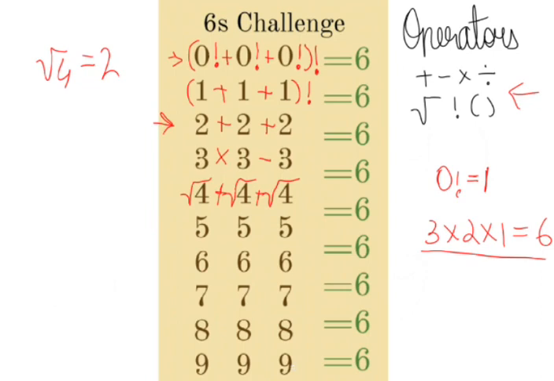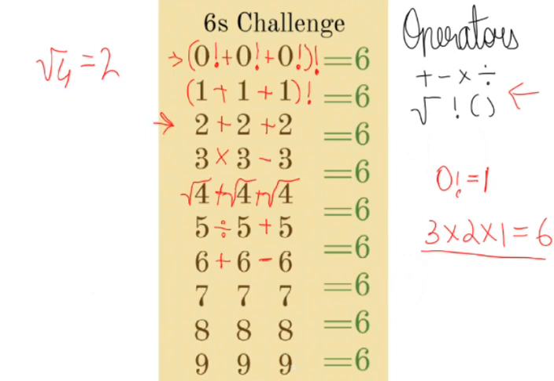For 5, if we divide 5 by 5, we get 1. And then if we add 5 to it, we get 6. So let's do that. 5 over 5, which is 1, plus 5, 1 plus 5 is 6. Now 6 is also super easy. You can just add and subtract. 6 plus 6 is 12, minus 6 is 6.